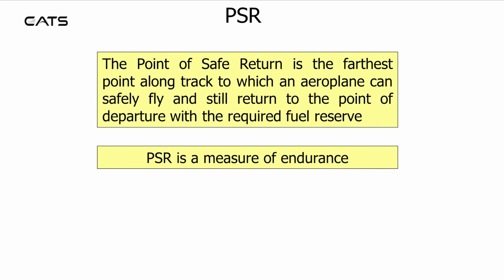PSRs. The point of safe return is the furthest point along track to which an aeroplane can safely fly and still return to the point of departure with the required fuel reserve. PSR is a measure of endurance.